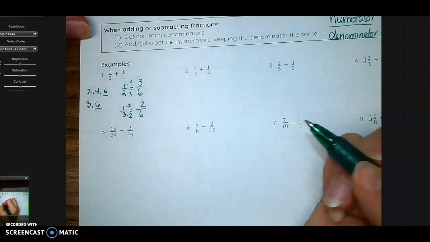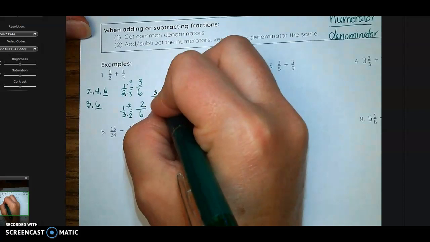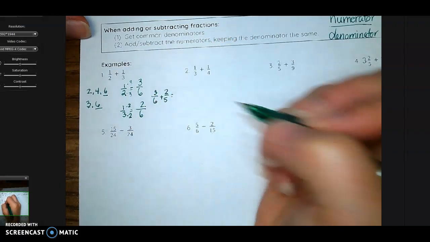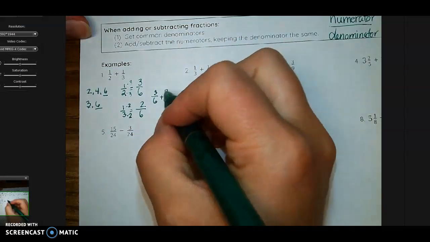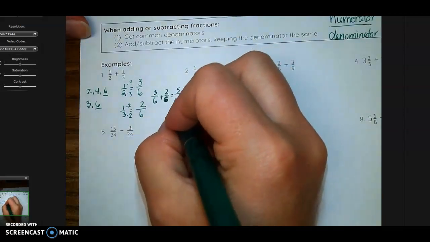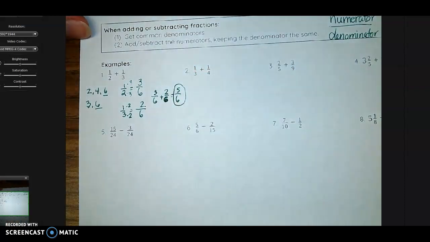So now I have 3/6 plus 2/6. Once again, if you want to bring those back horizontal, you're more than welcome to do that. And 3 plus 2 is 5. And I keep the 6, so my answer to that first one is 5/6.